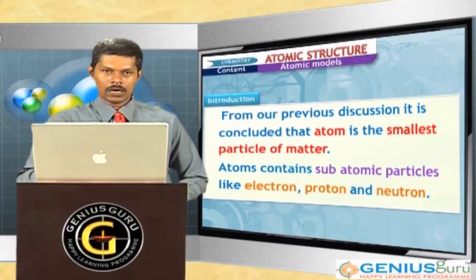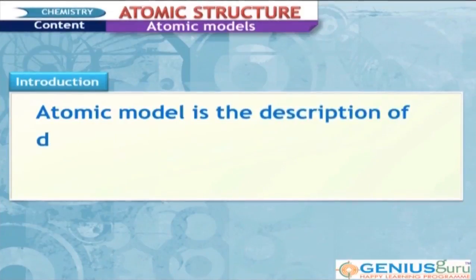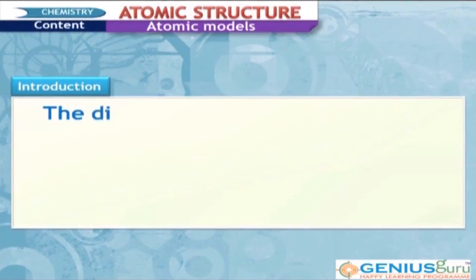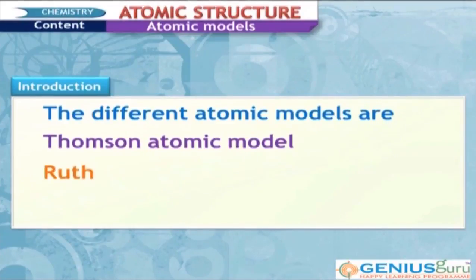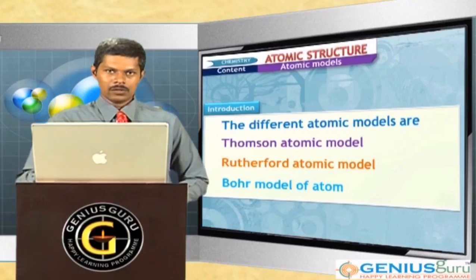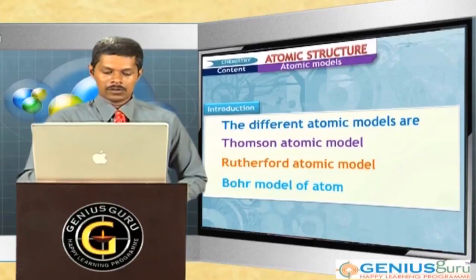For solving this, we have to know about the atomic models. Atomic model is the description depicting the arrangement of various fundamental particles inside the atom. The various atomic models introduced from time to time are: the first one is the Thomson atomic model, the second one is the Rutherford model of atom, the third one is the Bohr model of atom, and similarly many different scientists have given their own atomic models. So atomic model is a description of the arrangement of these fundamental particles of an atom in matter.